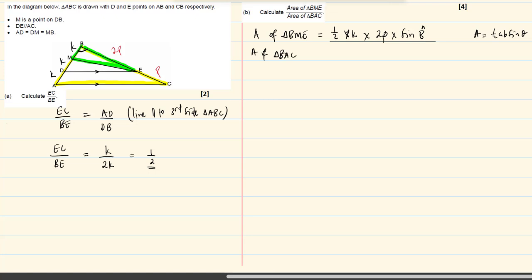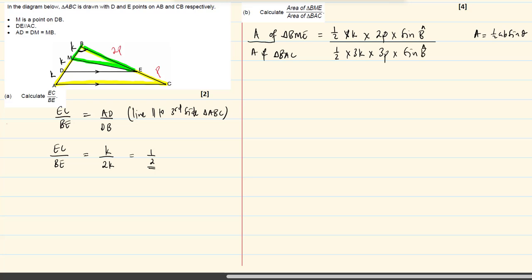Okay, so similarly, I'm going to say it's going to be equal to half of the triangle BAC. If you have a look, that side that makes up angle B is equal to 3K units. So we're going to say multiplied by 3K multiplied by the other side. This other side here, if you have a look, it's 2P plus 1P. That's going to be equal to 3P units times by sine of the angle B.